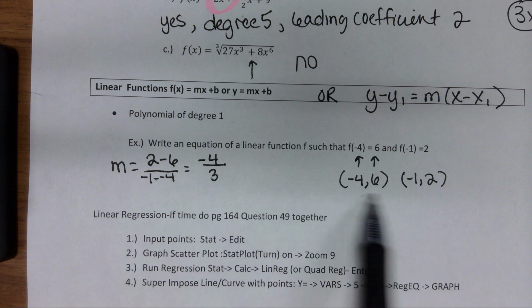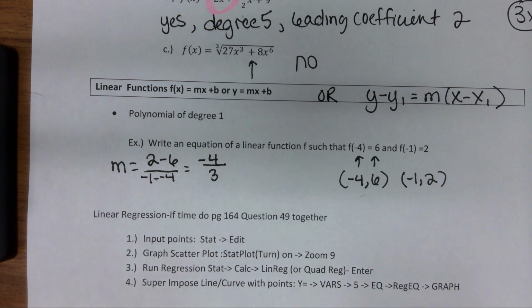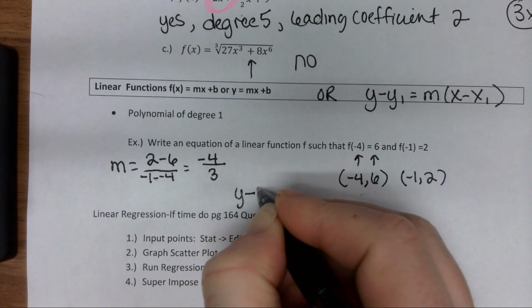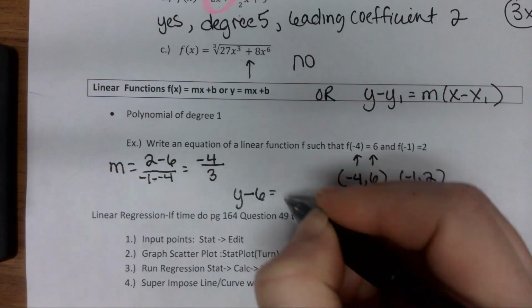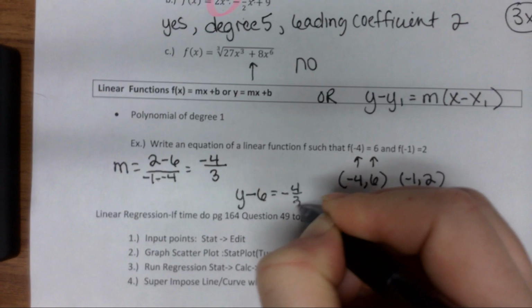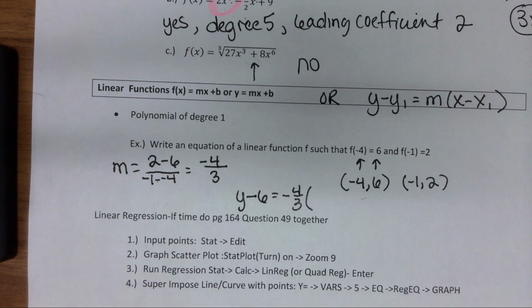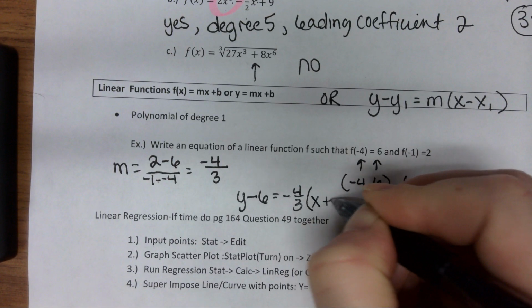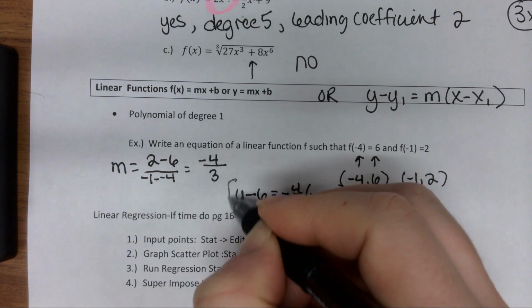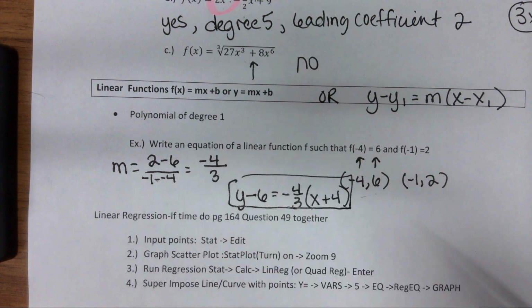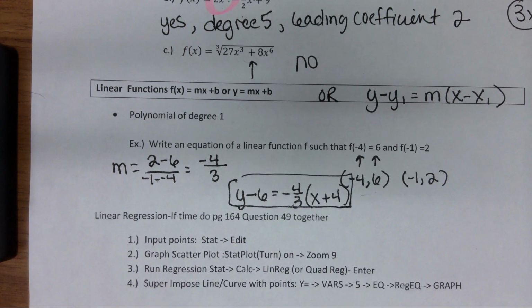So I take my negative 4/3. I'm going to just go ahead and take that first point. I write y minus 6 equals negative 4/3, and this would be x plus 4. And I'm going to assume that if I asked you to, you could distribute, because we're all in precalculus. I think we could do that.